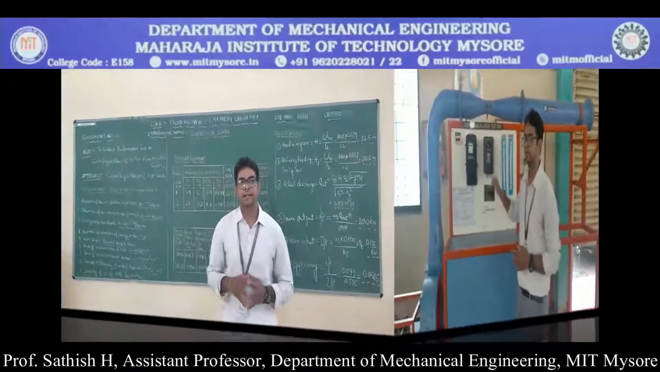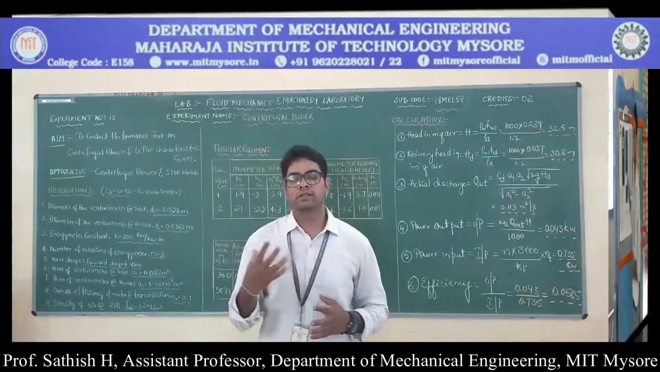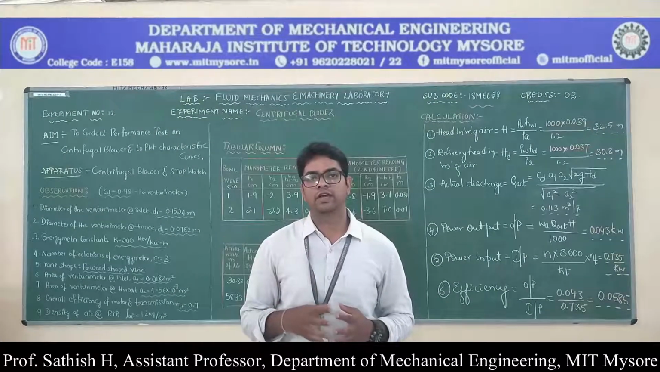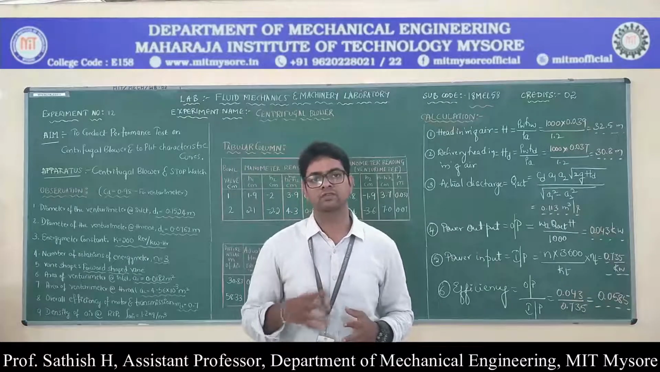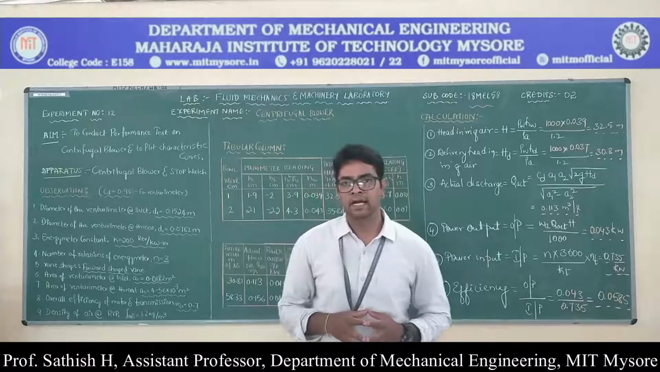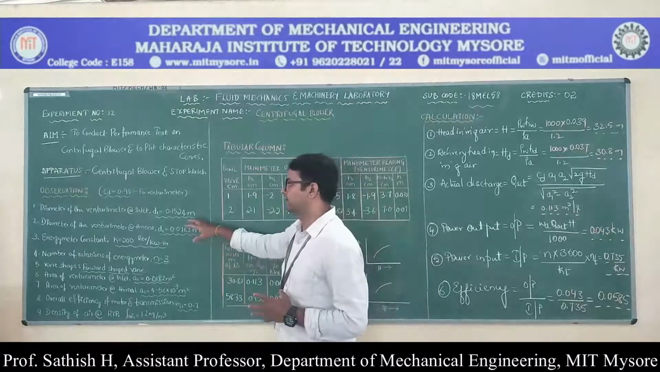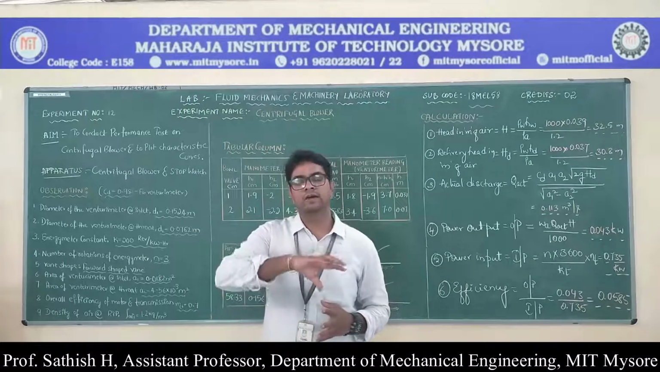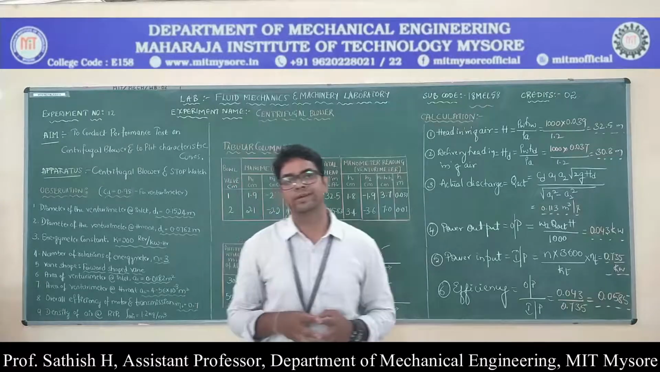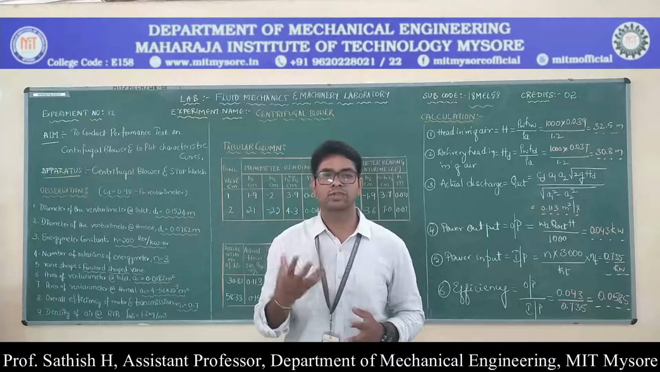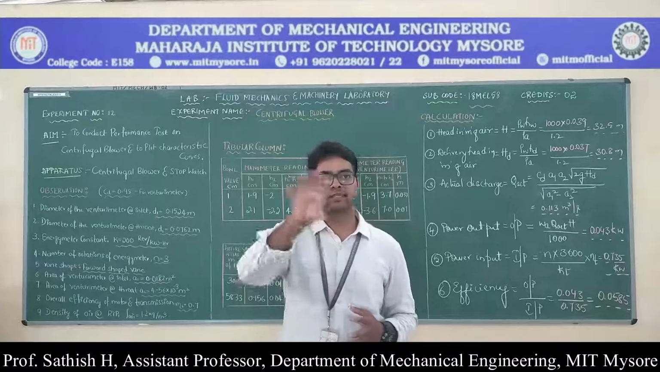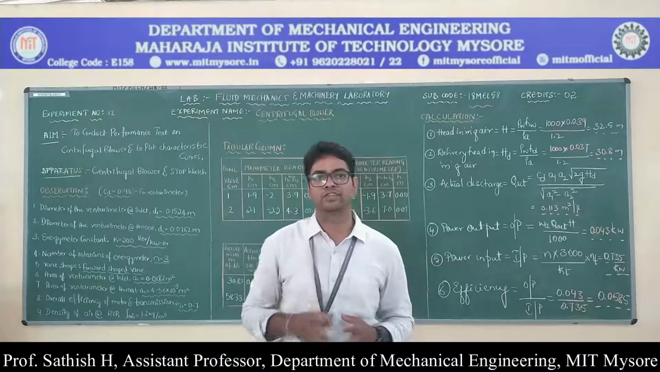So after conducting the experiment, let us look at the observations we have noted down, the tabular column, and then the calculations regarding this centrifugal blower experiment. As I said, the outlet of this blower is connected to a duct which is circular in shape. In order to measure the flow rate at the outlet, we have mounted one venturi meter.